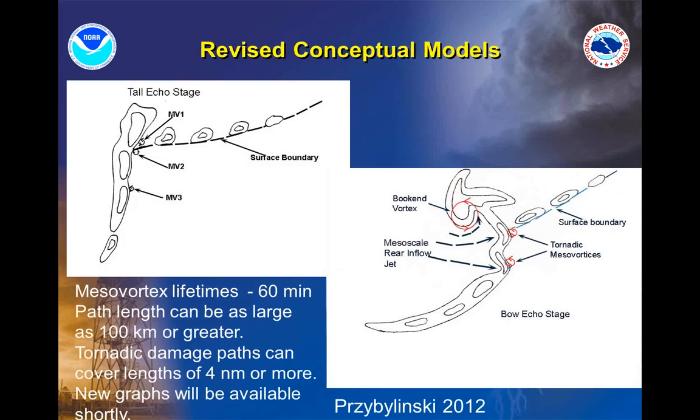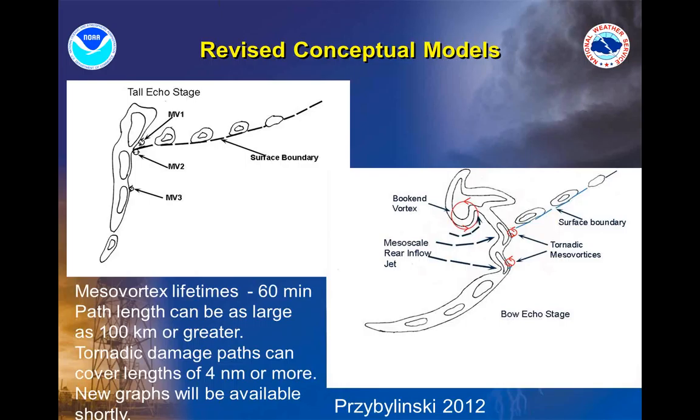Okay, next slide, please. I did some revisions on my original conceptual ideas. I pass this on to no one, just some thoughts and ideas here. We've got a number of cases where we see a surface boundary, could be an old outflow boundary, interacting with the convective line in the northern portion, and often our first mesovortices form near this intersection area. And then we may see another mesovortex forming right near the center of the line in this fashion.